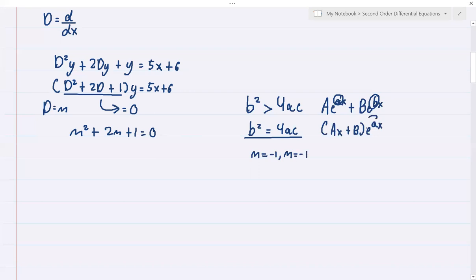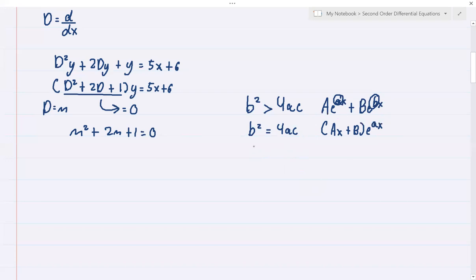Therefore, my small a will be -1. Okay? And if you're going to use your quadratic formula, you will have only one m value. Okay? So you're going to use this one. Okay? Later, I'm going to explain more about this.